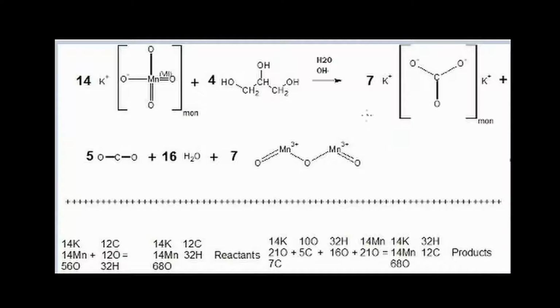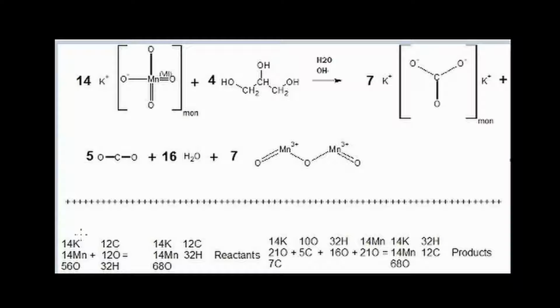And then that's going to give you a reaction that's going to produce 7 potassium carbonate, 5 carbon dioxide, 16 water, and 7 manganese trioxide. These are the products. This specific one right here that I'm circling now is what gives you the brown leftover after the reaction. And this is a very, very good brown dye, but it's also pretty toxic.